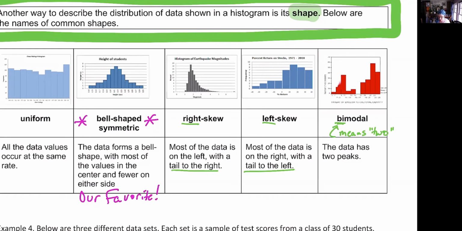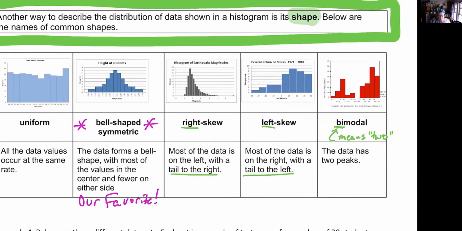This one over here has two peaks, so we call it bimodal. And oftentimes when you see these two peaks, it's because you're putting two different types of information into the same graph, okay? But this bell-shaped one is definitely our favorite.